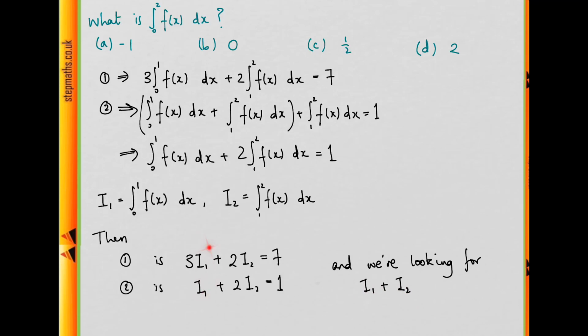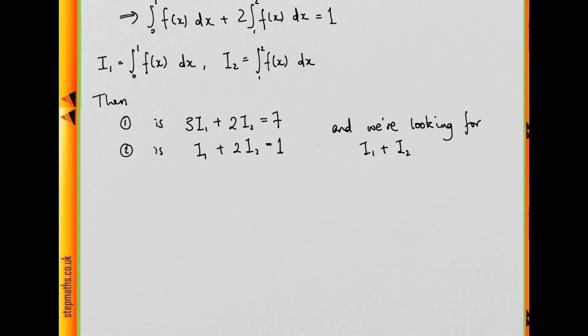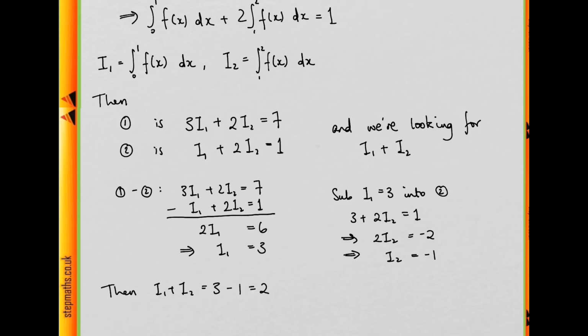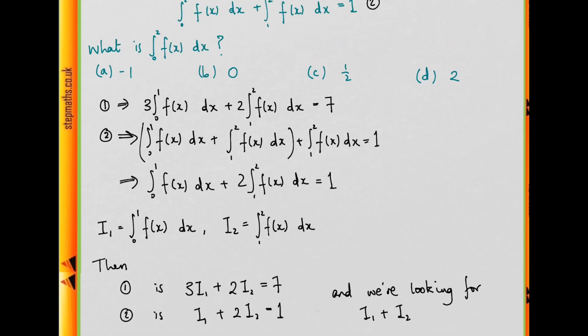So if we solve these equations for I1 and I2, so if I take the second equation from the first equation, we'd get 2I1 is equal to 6, or I1 is equal to 3. And then we can sub this back into the second equation. We'd get 3 plus 2I2 is equal to 1, so we have that I2 is equal to minus 1. So if we're looking for I1 plus I2, then I1 plus I2 is just 3 minus 1, that's equal to 2. So the answer is D.